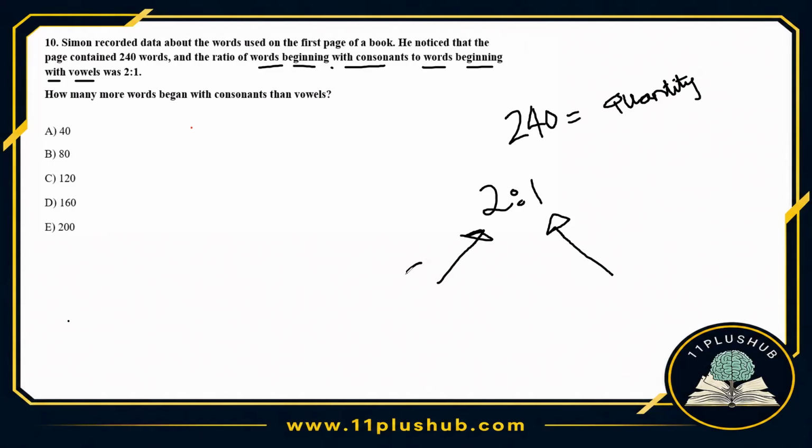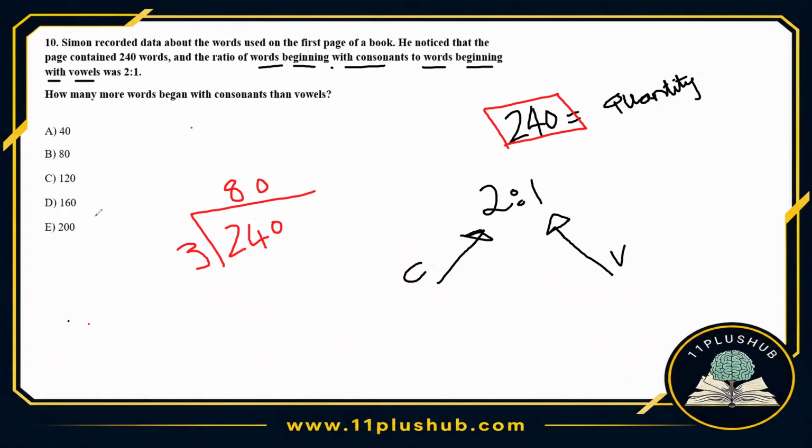Let me just put C for consonants and V for vowels so we don't forget. All right, so to find amounts using ratio, what we do is we add together the parts of the ratio. So 2 and 1, we're going to add them together and we get 3. So we've got 3 parts altogether, and we need to get our quantity, which is 240, and divide 240 by the total number of parts, which is 3. So 3 goes into 24 8 times, and 3 goes into 0, well, it doesn't. It goes in 0 times. And our answer is 80.